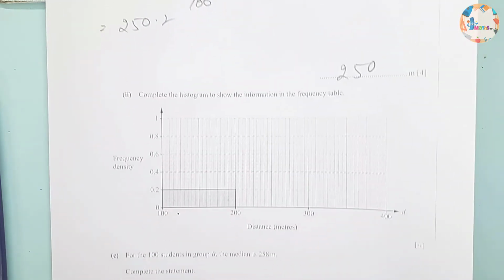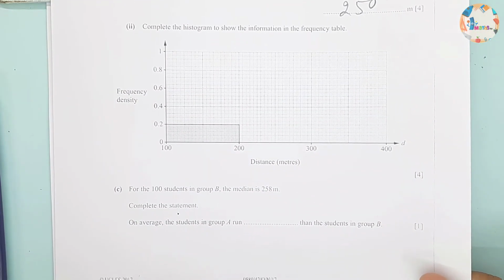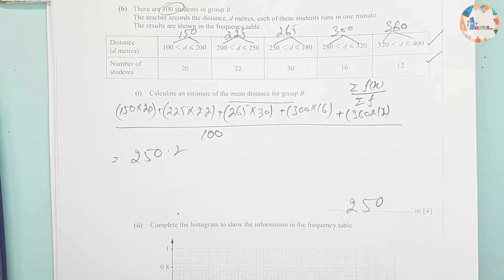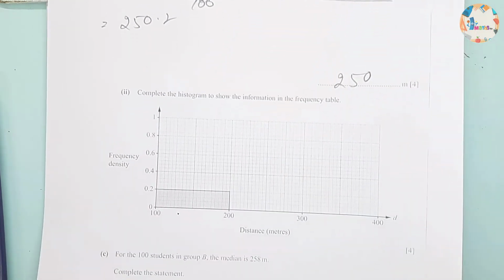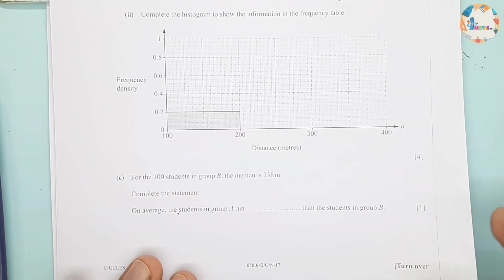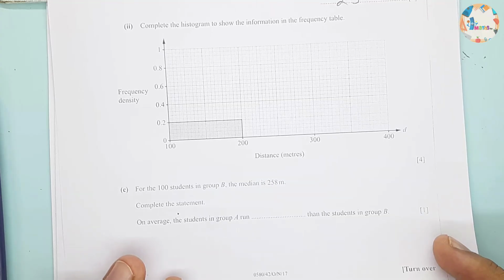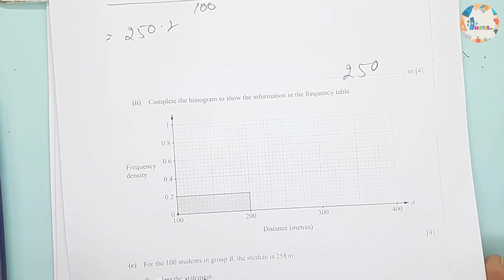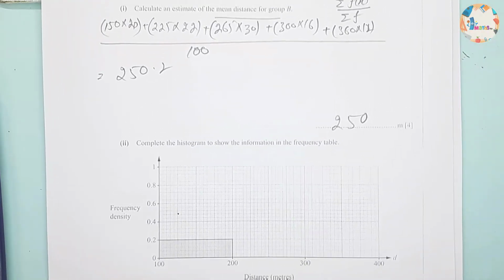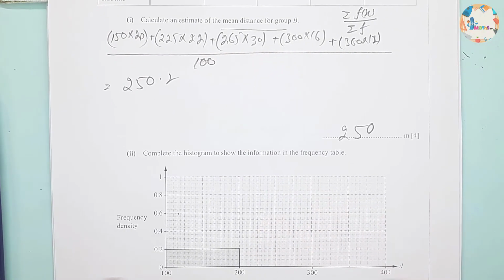Now complete the histogram. Second part: complete the histogram to show the information in the frequency table. So the same information we have to show for the 100 students in B. The median is 258. They have done 258. Complete the statement. So we will do the C part first, and we will be completing the second part.